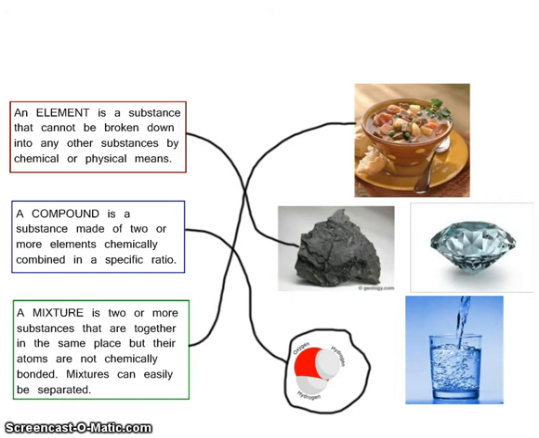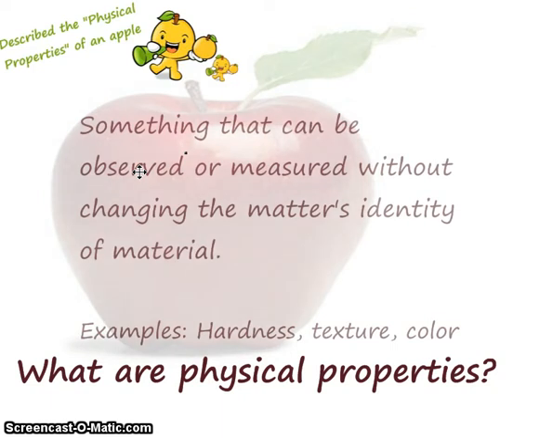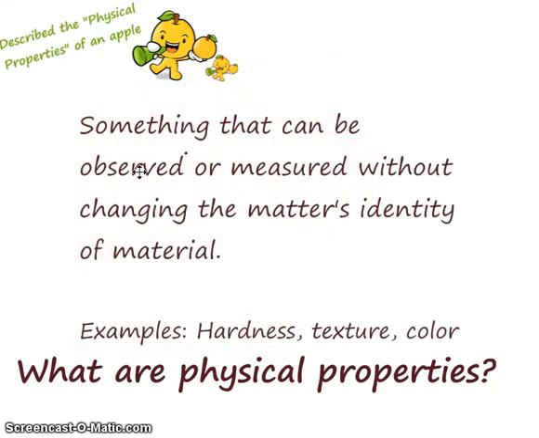Now, let's look at physical properties. What are physical properties? Physical properties help us identify matter. Look at this apple. How would you describe it? If you said red, smooth, round, green leaf, brown stem, juicy interior, those would all be physical properties of an apple. Physical properties are really just how we observe or measure matter without actually changing the matter's identity.